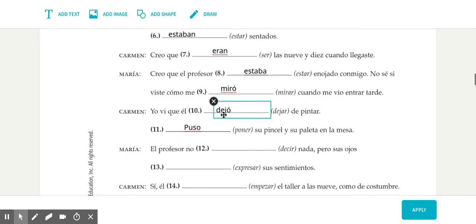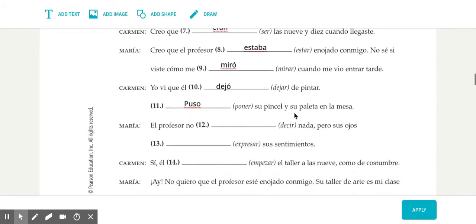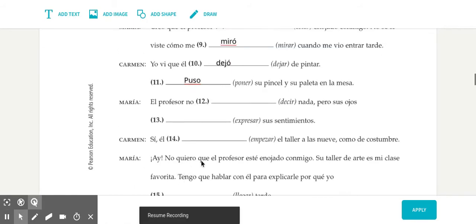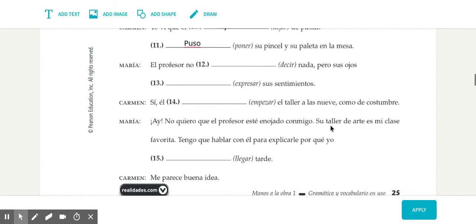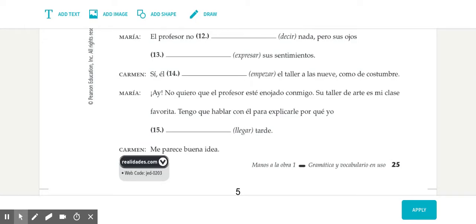Yo vi que él dejó de pintar. I saw that he stopped painting. So it would be dejó, preterite again. And puso su pincel y su paleta en la mesa. He put his brush and palette on the table. El profesor no dijo nada, right? He did not say anything. That's preterite as well. No dijo nada, pero sus ojos expresaron sus sentimientos, right? His eyes expressed his feelings, right? They said what he was really thinking.